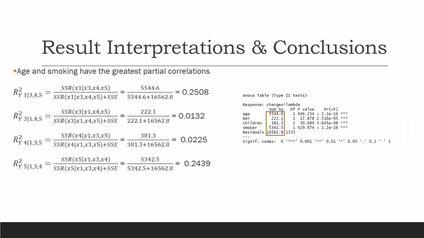Then, a type 2 ANOVA test was performed to calculate the partial correlations for each explanatory variable. For age, the partial correlation was found to be 0.2508. For BMI, it was found to be 0.0132. For number of children, it was found to be 0.0225. And for smokers, it was found to be 0.2439. From this, it was gathered that age and smoking have the greatest partial correlations. This was to be expected as older age and smokers tend to have higher medical costs.